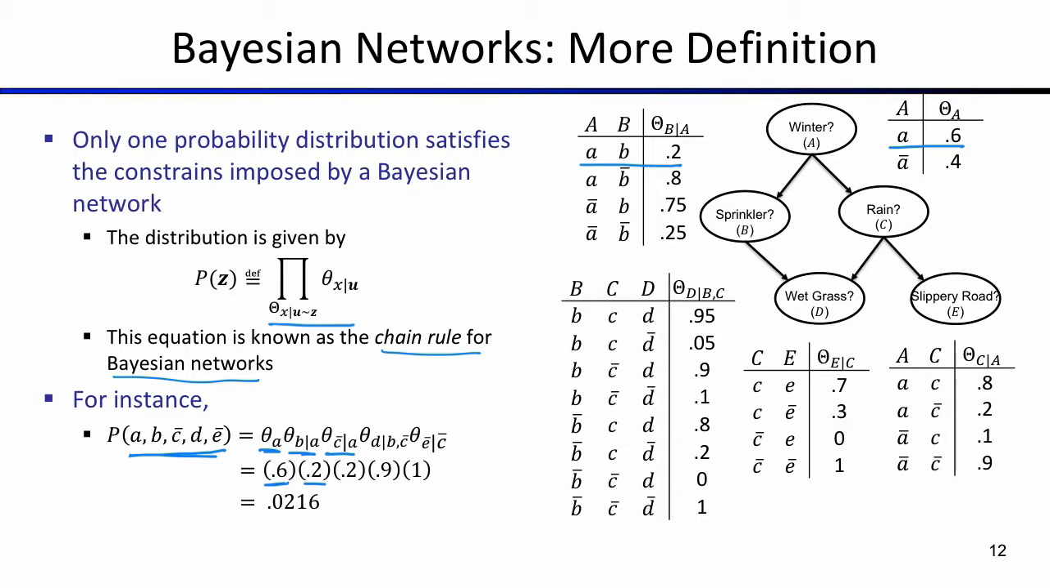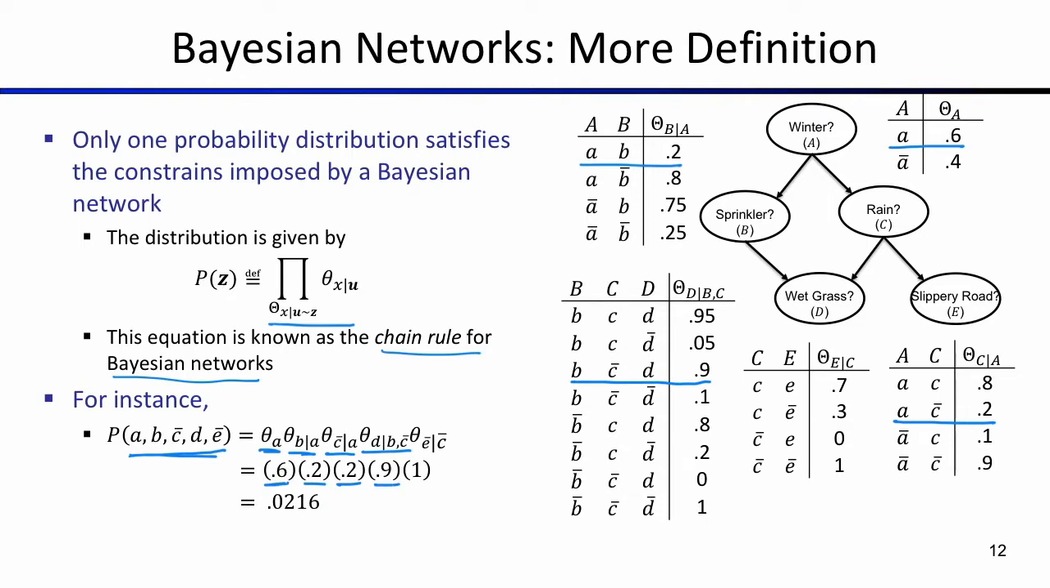So it's going to be the parameter theta not c given a, and we will find it here. So it's not c and a, it's 0.2. We have another one that is d given b and not c. So we have b, not c, and d. So we have this parameter here, 0.9.